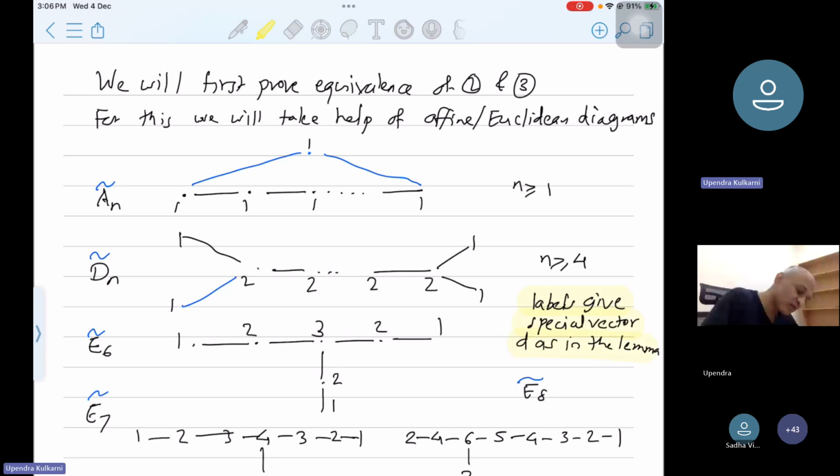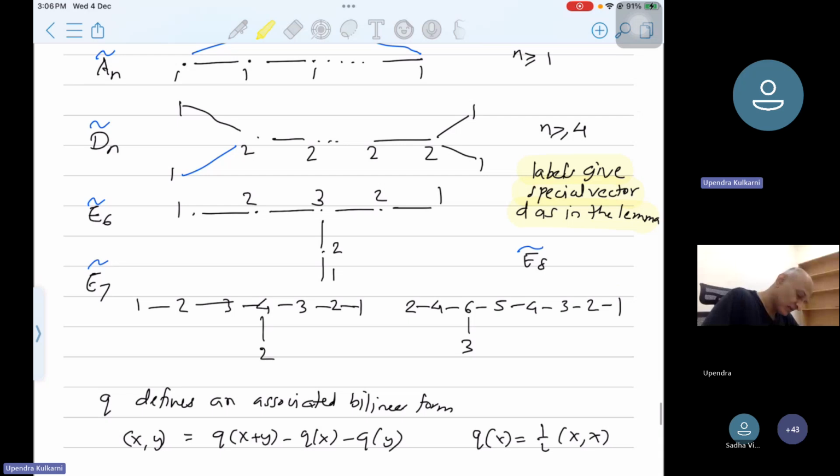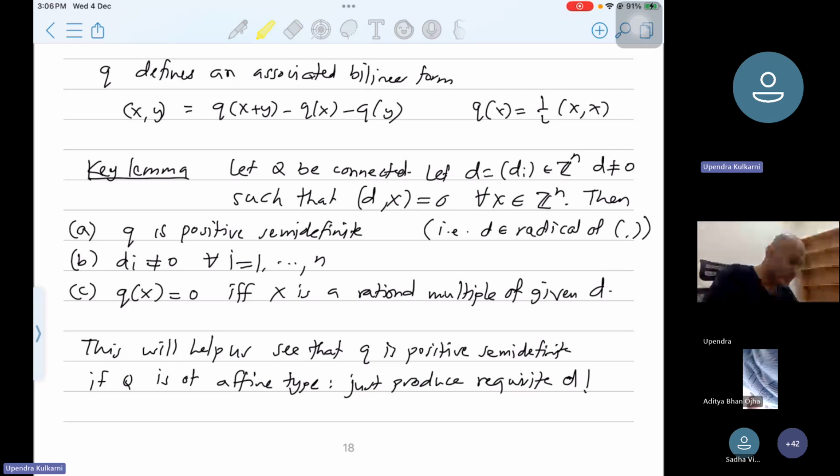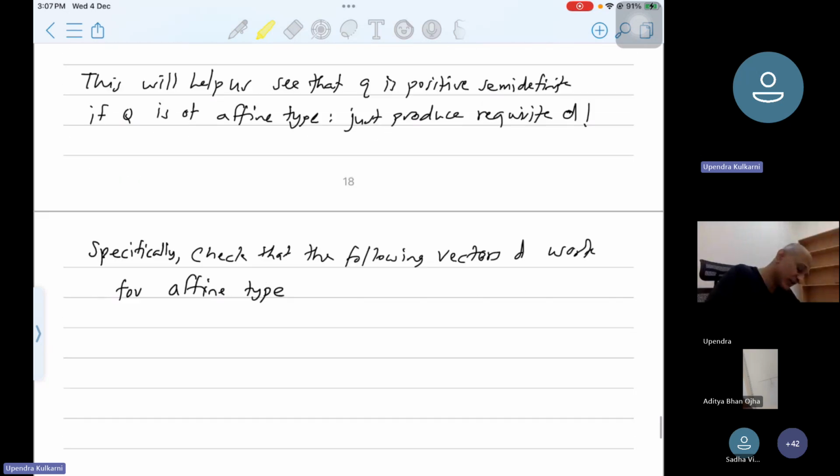So should we carry out one of these calculations? Maybe type A is very easy. Look at the lemma. What it says is that I have a connected quiver. If I am able to find a D such that the associated bilinear form of D with everything is 0, then this quiver is positive semi-definite. Okay, let's just try to do this for An.